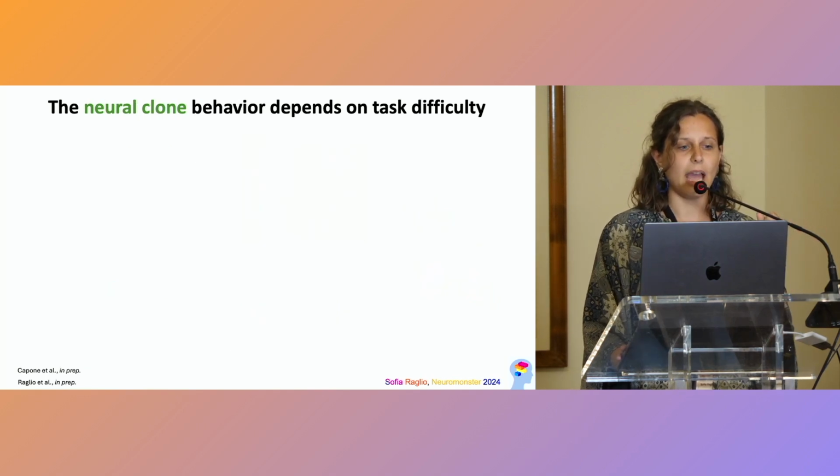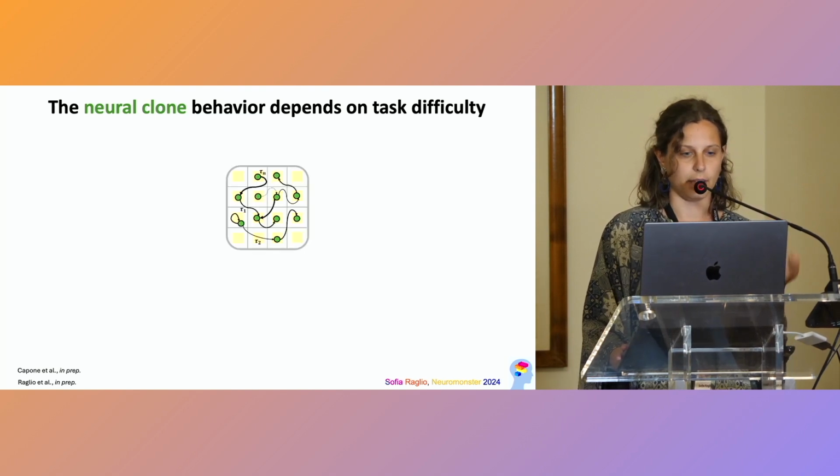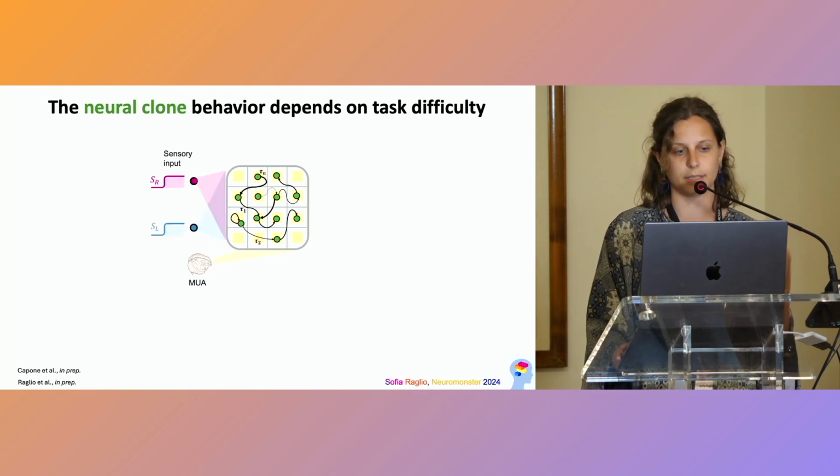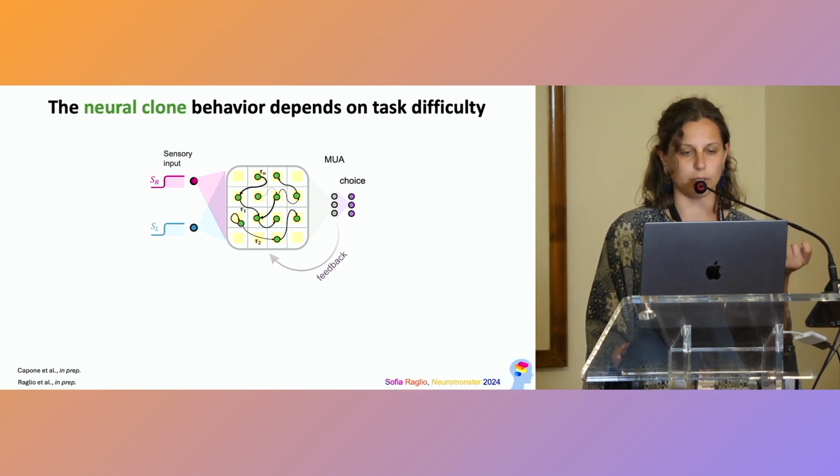Now, what if I clone the animal neural activity instead of its behavior? So again, I have a recurrent neural network. Now it's a rate model. I give the multi-unit activity as an input, and I also give the sensory input as before. And now I ask the network to reproduce the multi-unit activity of the animal. I can give it as a feedback to the network to make it work in a generative mode for the trials, and I will read out the animal behavior, which is the choice that the animal is making.